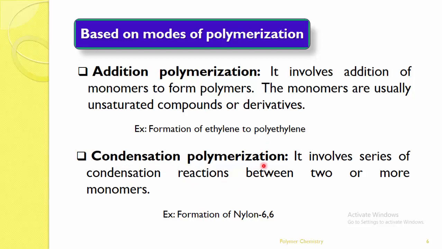Second, condensation polymerization. What is condensation polymerization? Simple, it involves the condensation of two or more monomers. It means there is a polymerization reaction by condensation. Such polymers are known as condensation polymers.